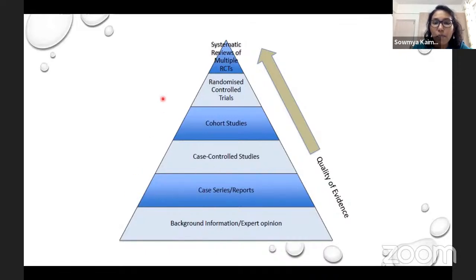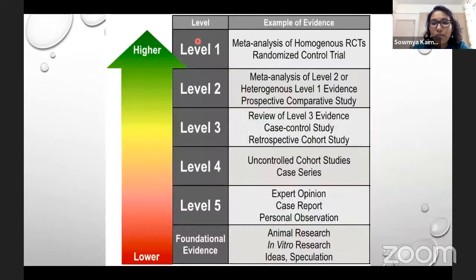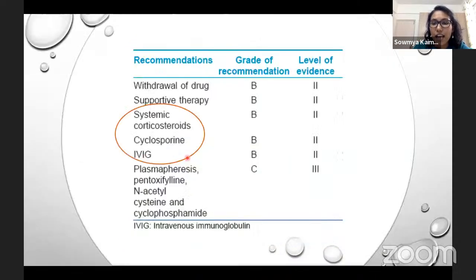So as you go up this pyramid, your quality of evidence becomes better and better. As I said, your meta-analysis of RCTs and your RCTs are the highest level of evidence. So this would be level 1 evidence, whereas expert opinion, case reports, observations, etc. become level 5, and everything else comes in between. As you can see in this chart, the level of evidence for many of these drugs for SJS-TEN is a level 2. It's not a level 1.